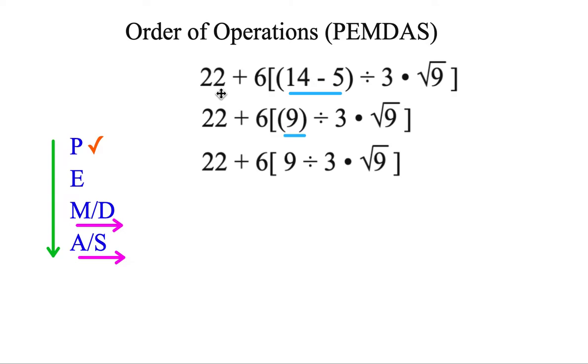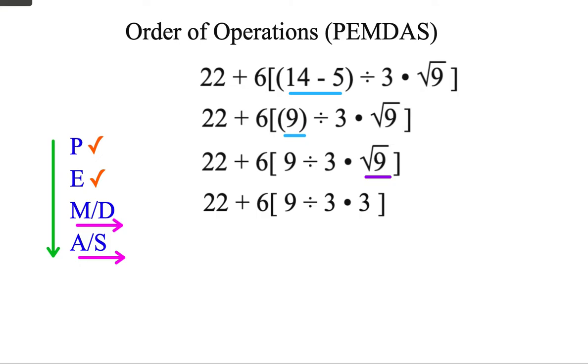So next we look at the exponent, but nothing here has an exponent. Nothing has to the power of 2 or to the power of 3. But a square root is the same thing as an exponent. You just might not recognize it. It's to the power 1/2. So it's considered an exponent. We'll do that next. Square root of 9, what times what gives us 9? Same number times the same number, and that's 3. So now we're done with exponents.